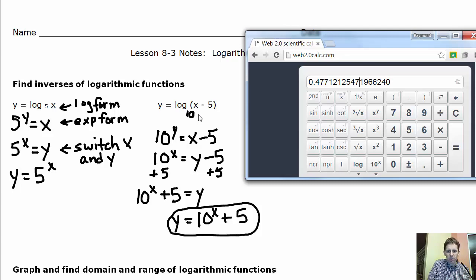So check this out. I'm going to do 10, use my caret feature, to this power, plus 5. And if I've done this correctly, I should get what I originally plugged in our first equation, which was 8, and I get 7.9, a whole bunch of 9s. That would basically, for all intents and purposes, give us 8. So I have found the correct equation here.